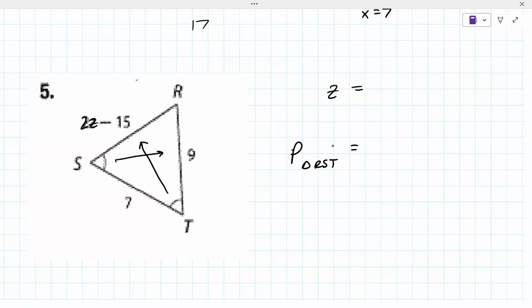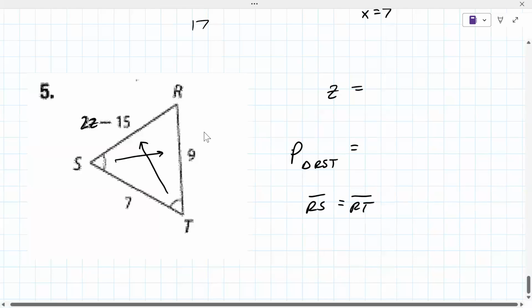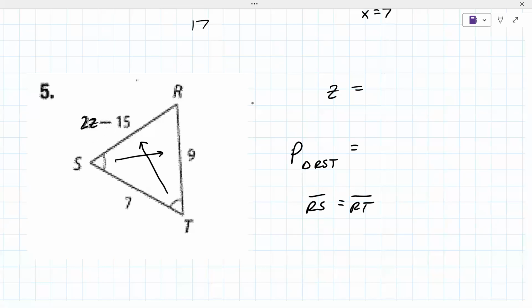I think I'm probably doing something wrong because I'm not getting 9 when I plug in. Well, you just said it. You said that RS is congruent to RT. So what's RS as an equation? 9 equals 2z minus 15. Okay. So negative 15, you do the opposite, you add 15 to 9. All right. Yep. Keep going. That equals 24.